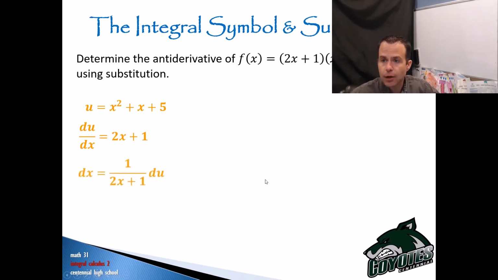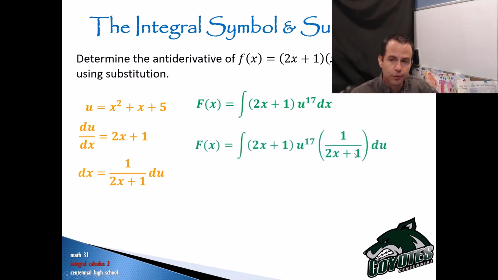Okay, so now I'm ready to do the substitution and then the integration. So big F of x is the integral of 2x plus 1 times u to the 17 dx, and then I'll substitute out the dx with 1 over 2x plus 1 du. Now, again, that was super friendly.